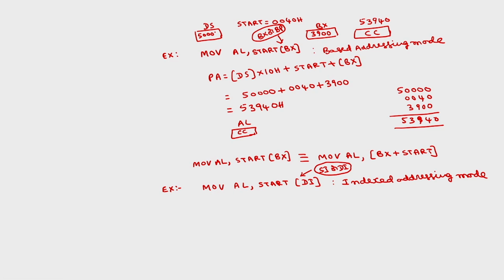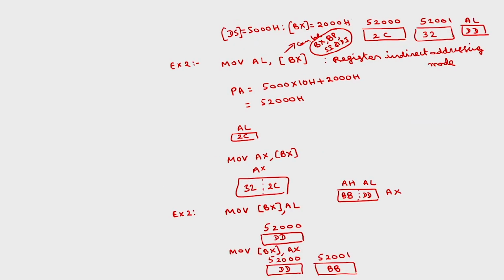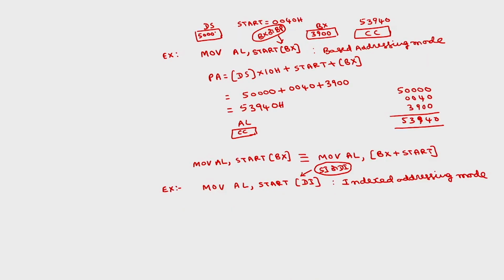So, DS into 10H plus start plus, here instead of BX, it will be the contents of DI. We can compute this physical address, and from that address the data will be transferred to AL if the destination register is 8 bit. If the destination register is 16 bit, this physical address content will be transferred to AL, and this plus 1 will be transferred to AH. So, the only difference is that here instead of using a base register we will use an index register, whereas in the previous addressing mode this register can be either BX or BP, and here there is an offset start.